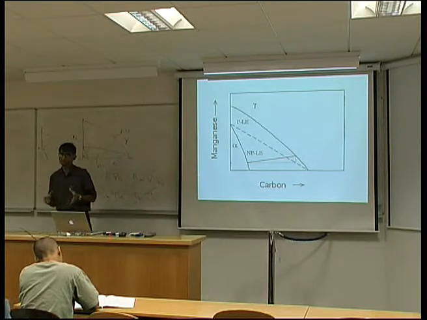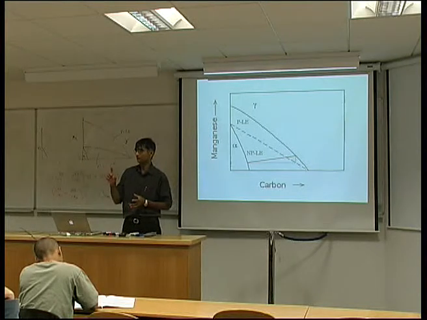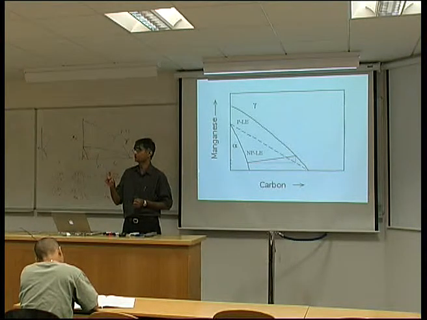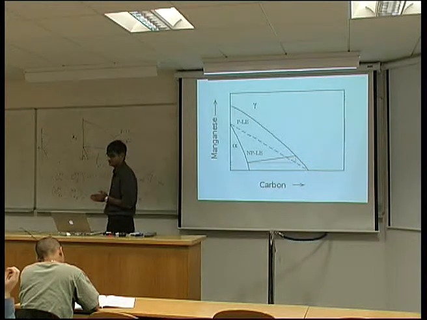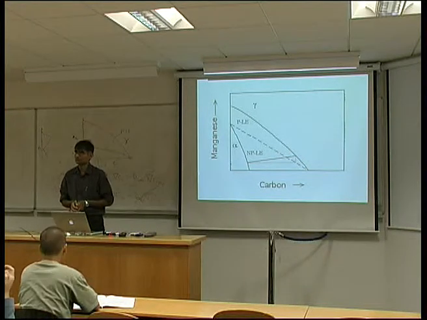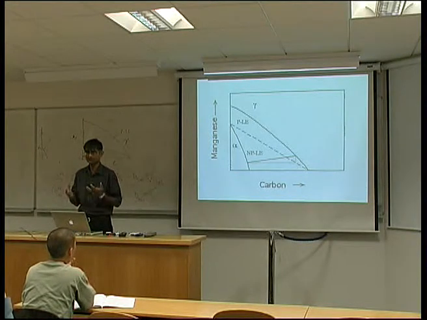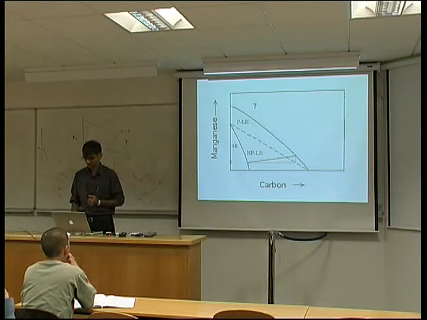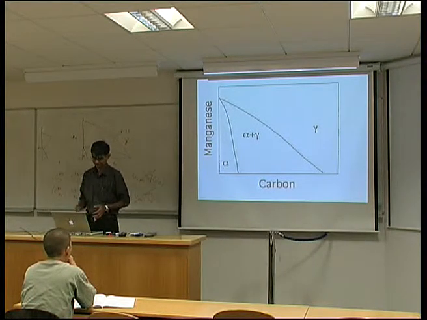So far, what we have discussed is diffusion controlled growth, with equilibrium being maintained at the interface. In other words, the interface compositions are connected by a tie line of the phase diagram. Now, as the transformation temperature drops, the diffusion of manganese becomes incredibly difficult. And what we get is a breakdown of equilibrium.